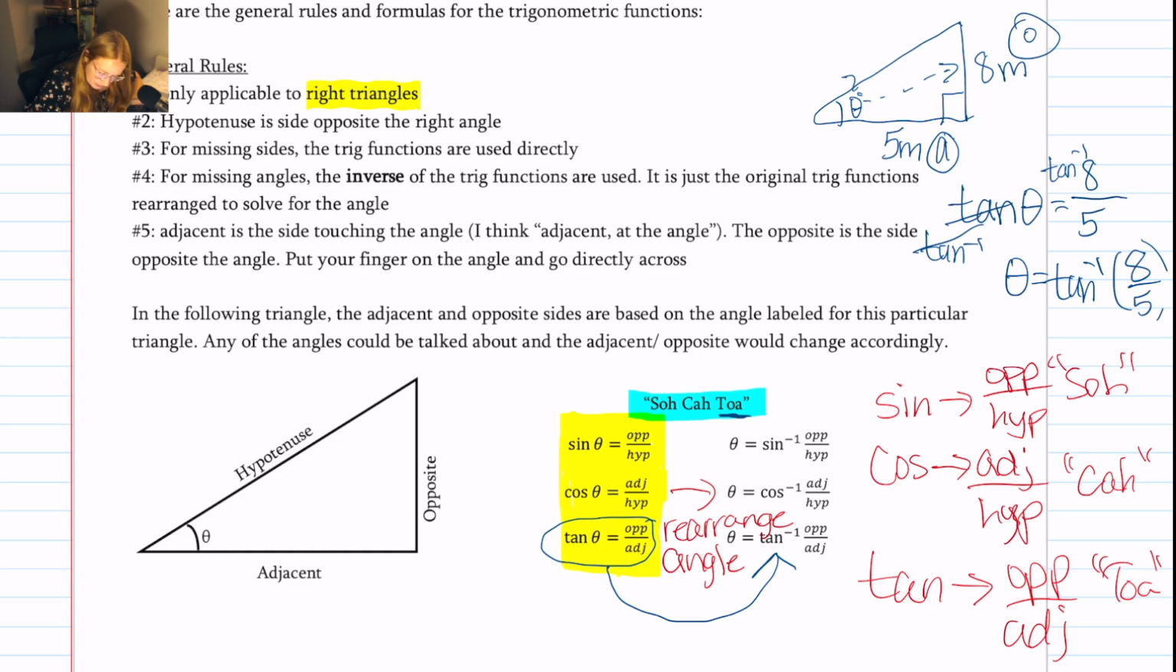And it looks like my angle is 57.99. So kind of a mess, but 57.99 degrees. That is my angle. And again, these inverse functions are not too bad. It's just rearranging. Okay.